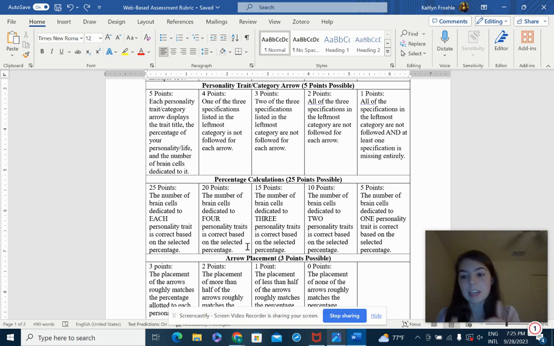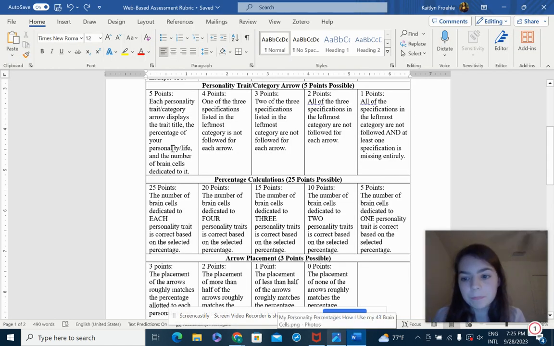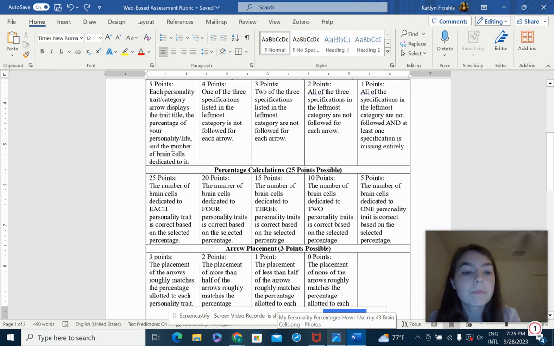The next 5 points are just the inclusion of the information on the respective arrows. So it would say the trait title, like mine was knitting. The percentage, in my example here, it was 13%, I believe. Or no, it was 8%. So we see at the very bottom I have knitting as the title, 8%, and 3.44 brain cells dedicated to it. So including all of those things will get you the 5 points for each of the arrows.